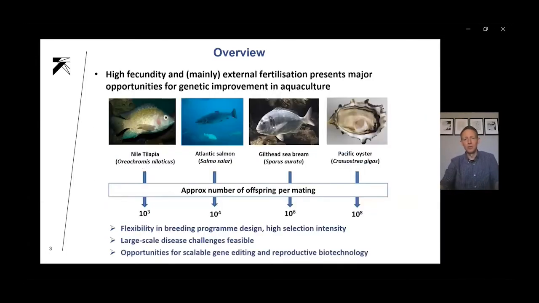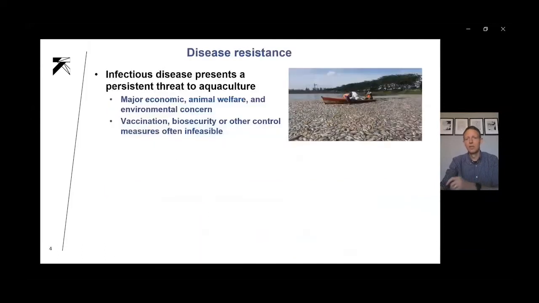One of the features of aquaculture species that's very important for genetics and also for gene editing is the high fecundity. You can see some illustrations there of typical species, well-known farm species, and their approximate number of offspring that can be obtained from a single cross. This allows for flexibility in breeding program design, also high selection intensity. It allows for large-scale disease challenges, and it also provides some opportunities for scalable gene editing approaches and reproductive biotechnology.